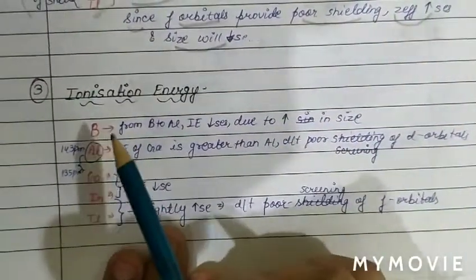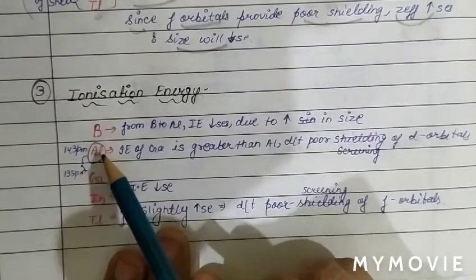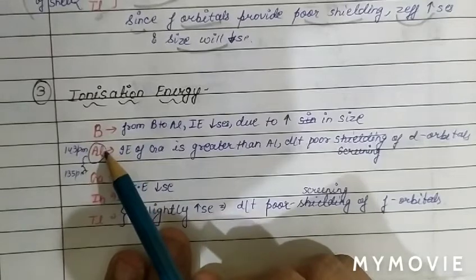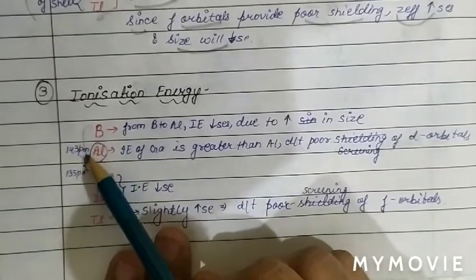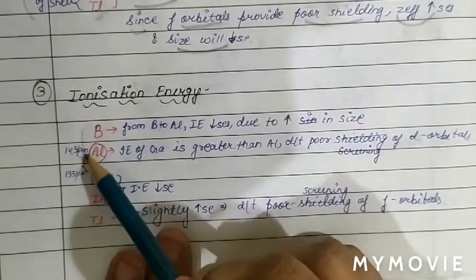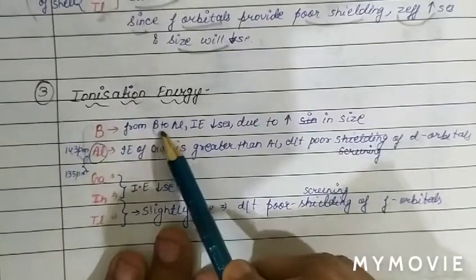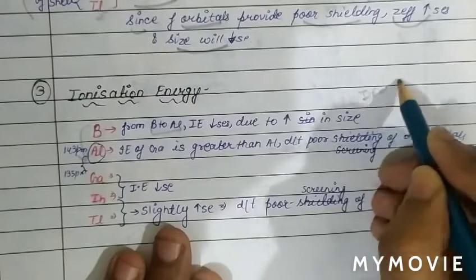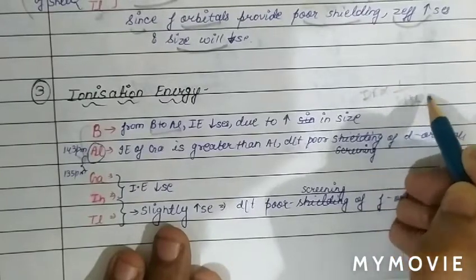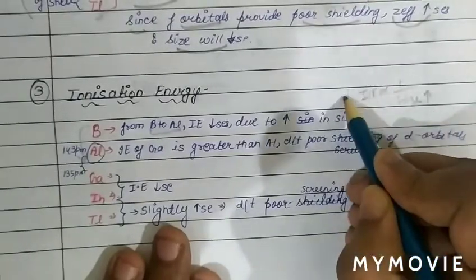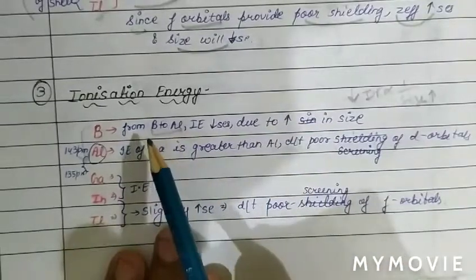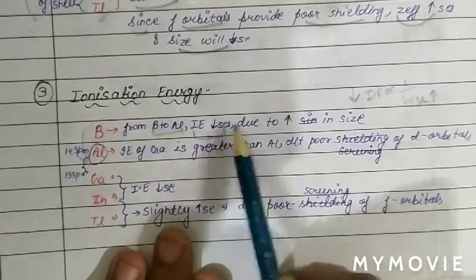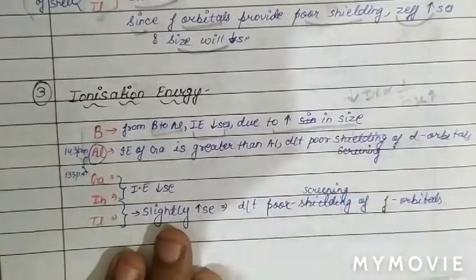Basically, when we move from boron to aluminum, size increases due to increase in the number of shells. As we know, ionization energy is inversely proportional to the size of the atom. When size increases, ionization energy decreases. So we can say from boron to aluminum, ionization energy decreases due to increase in the size.